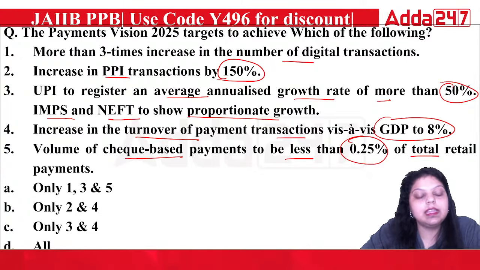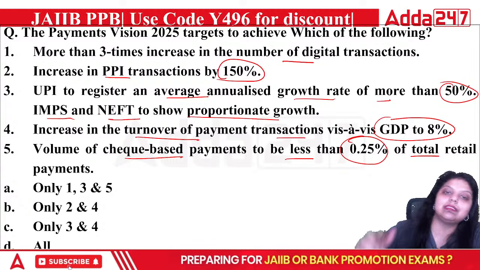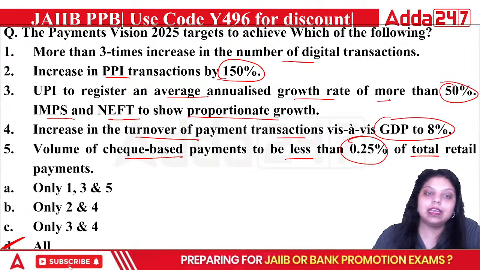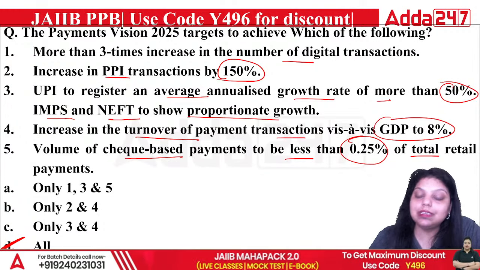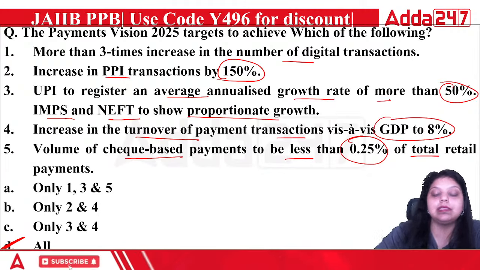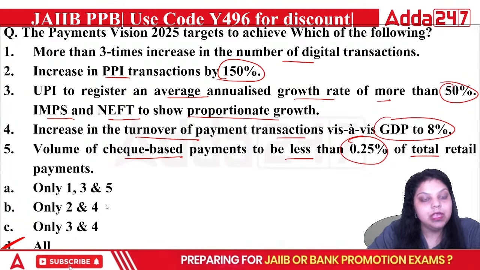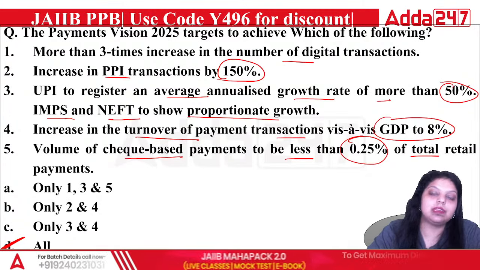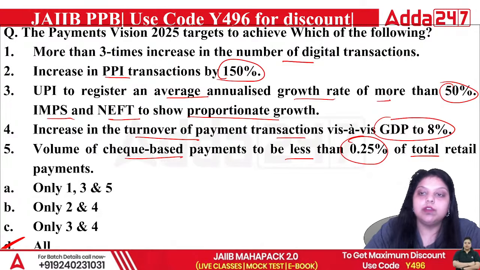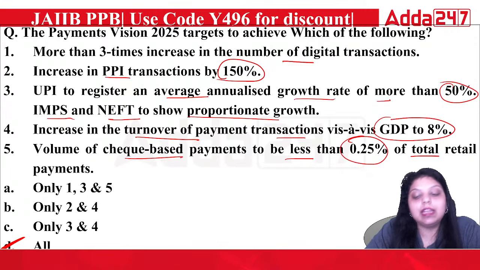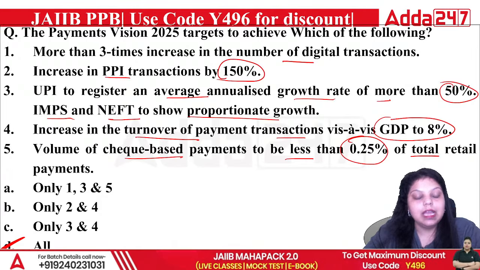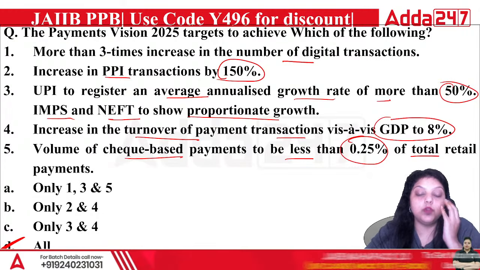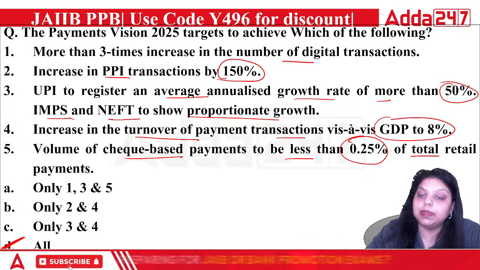So definitely, when we talk about all of these statements, they are correct, that have been taken as Payment Vision 2025 targets that should be achieved. So all the statements are correct. We wanted to increase the PPI transactions by 150%. We wanted more than a 3 times increase in the number of digital transactions. We wanted UPI to register an average annualized growth rate of more than 50%, and IMPS and NEFT to show proportionate growth, and the turnover of payment transactions should increase to 8% of GDP.